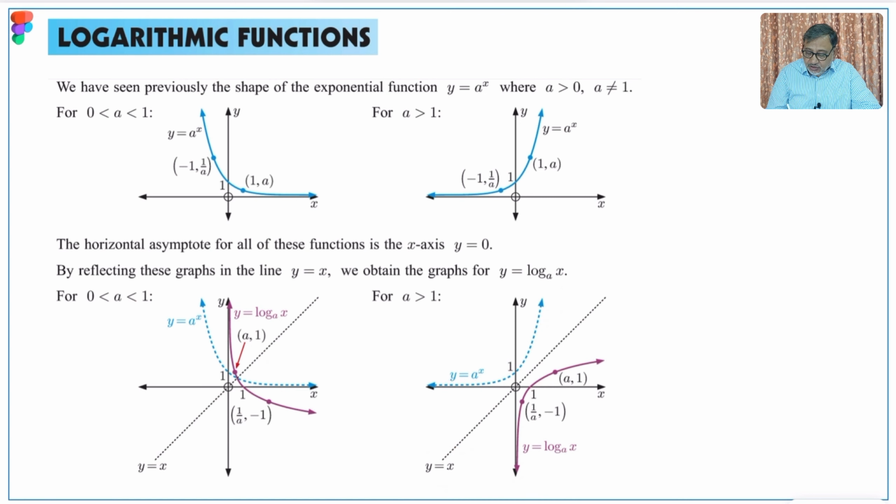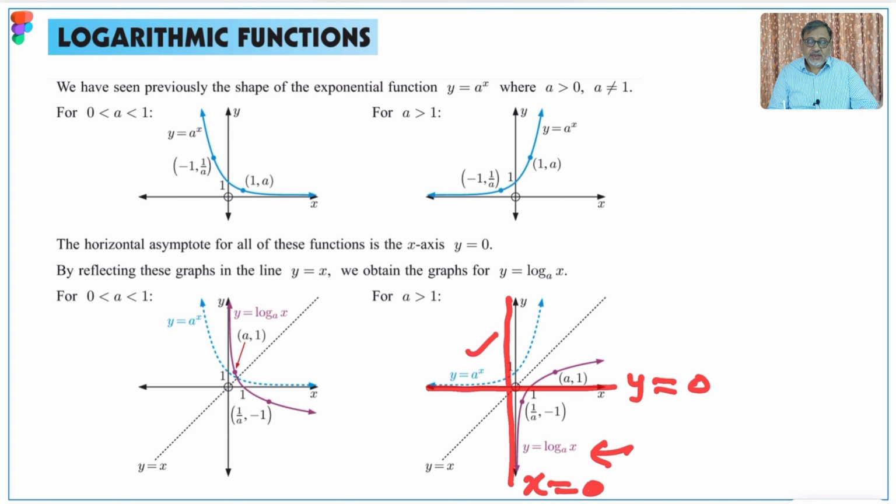Here for the growth graph of the exponential function, the asymptote was y is equal to 0, but for the logarithmic function the asymptote will be x is equal to 0, because whenever we invert a function, x becomes y and y becomes x. They get flipped.